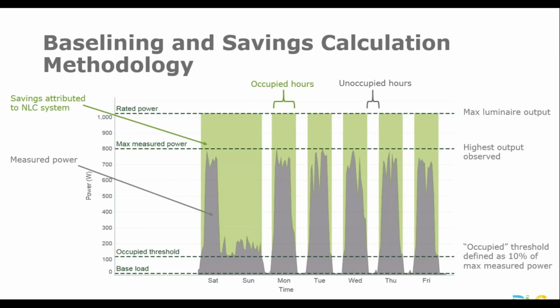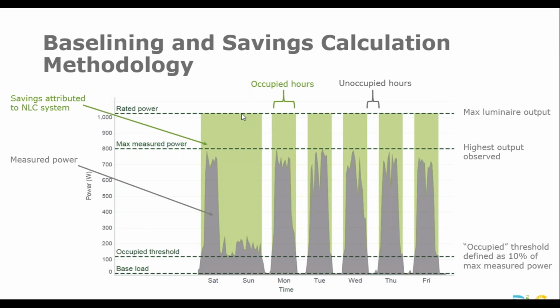To calculate the energy savings, we identify the maximum rated power of the entire zone. So essentially what the entire zone, the collection of fixtures within that zone, would be using without any controls installed. If a luminaire is rated at 40 watts, within a zone we sum that 40 watt rated power across all the fixtures, and that becomes our maximum rated power within the zone.